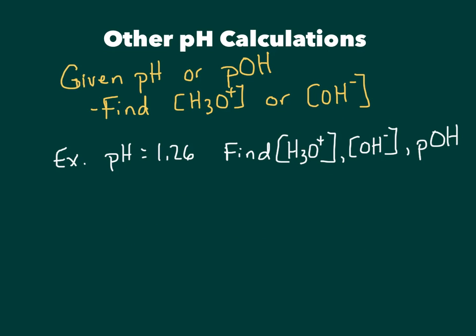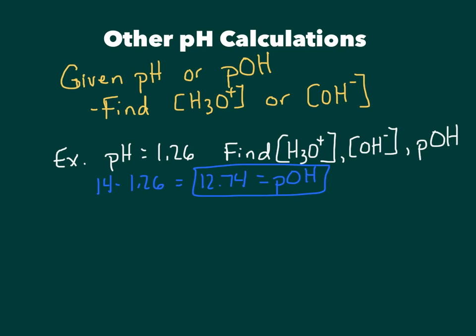Now, if we're given one of these four, pH, pOH, H3O+, or OH-, we can find all of the other three. And there is one other little trick to it, and I'm going to show you how to do that right now. So if you're given the pH, 1.26, and you're asked to find all three of these other ones right here, then here's what we're going to do. We're going to start with the easy one. The easy one is to find the pOH, because remember, if we just do 14 minus the pH, 1.26, that's going to give us the pOH, and that is going to be 12.74 equals the pOH. So that was an easy one. We got that taken care of.